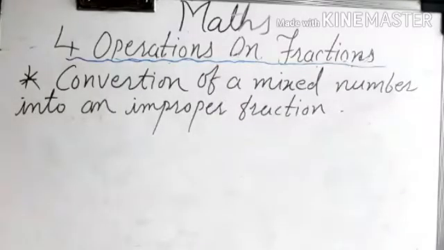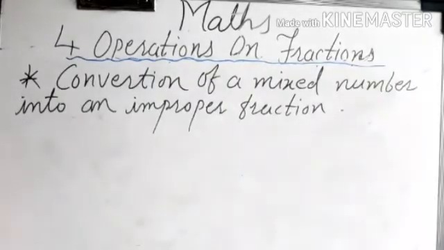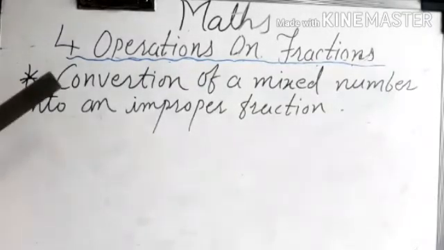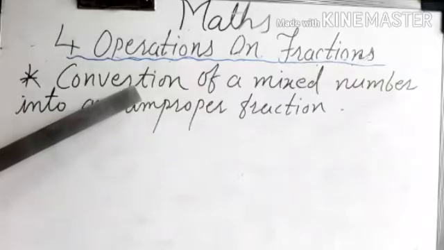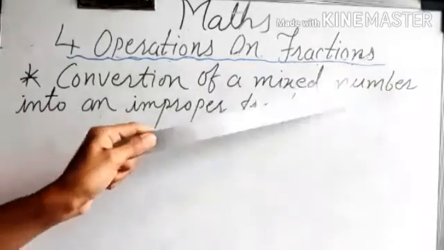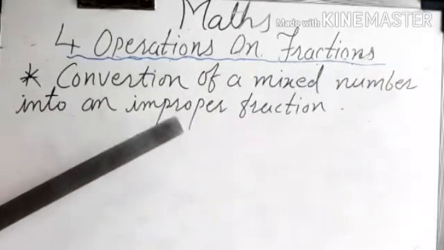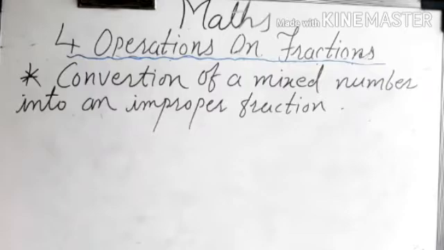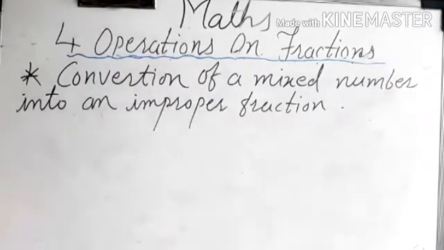Let's see the next point. Before this we have seen how to convert an improper fraction into a mixed number. Now you have to do exactly the opposite. Now you have to see the conversion of a mixed number into an improper fraction.